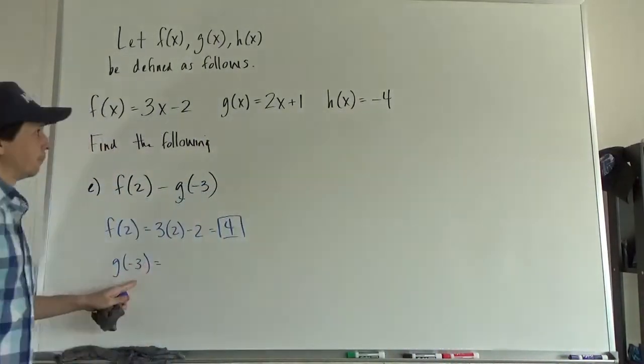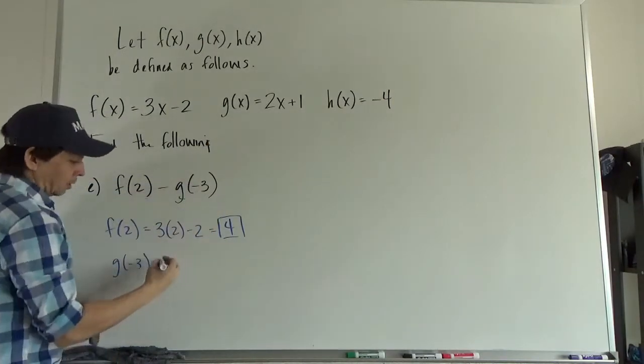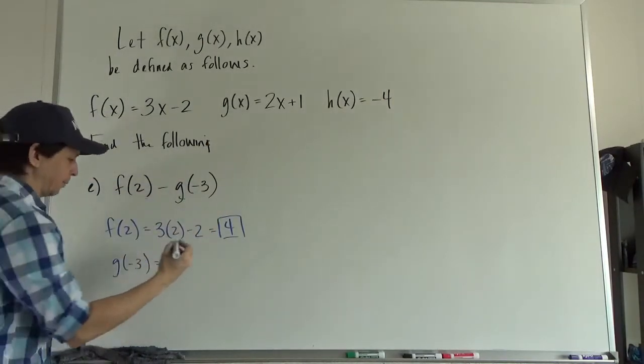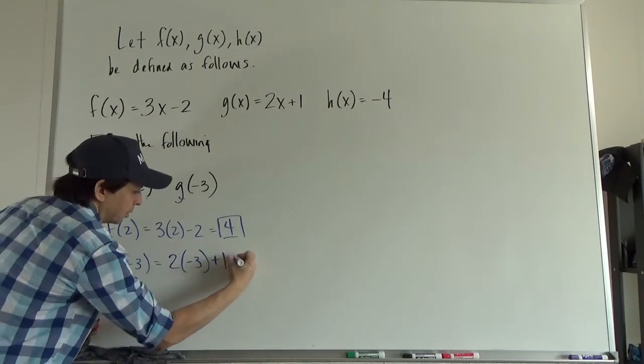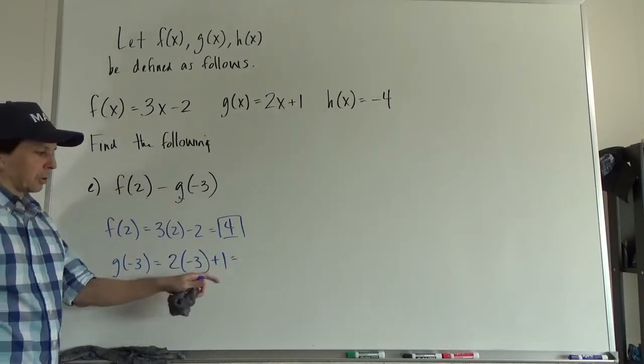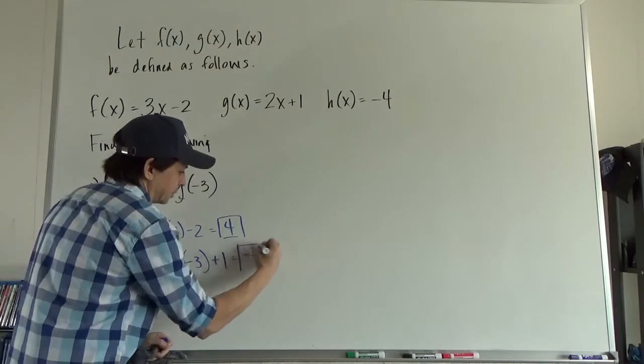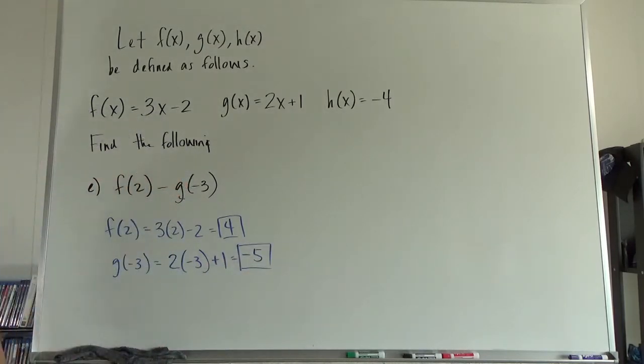G of -3. I'm going to plug in -3 into here. Is that the same one I did? No, it's not. 2 times -3 plus 1. It's -6 plus 1. It's going to give me -5. Okay, still not my answer, even though I'm circling it.